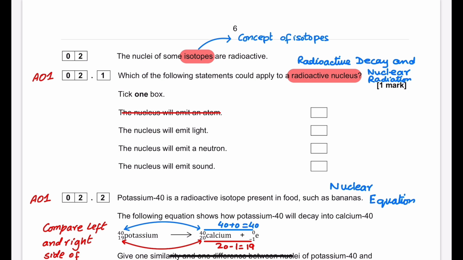The nucleus is not emitting the light. So this is a wrong option. The nucleus is not emitting the sound. So the last option is also a wrong option. The nucleus will emit a neutron. This is the correct option.